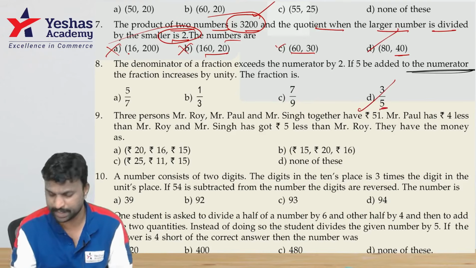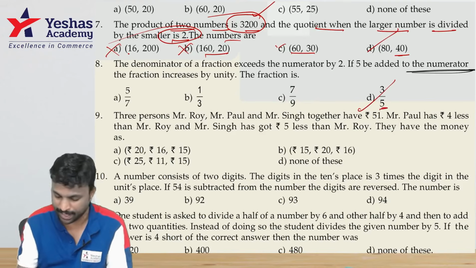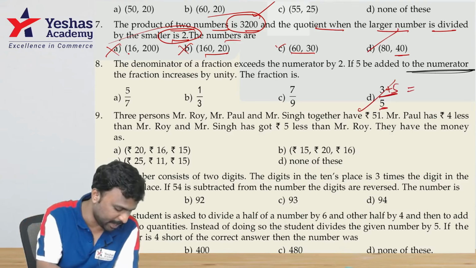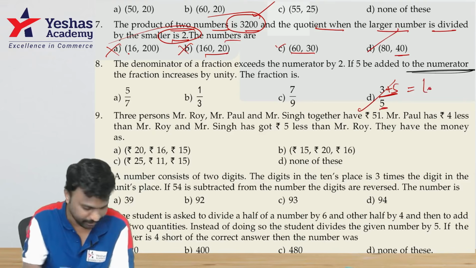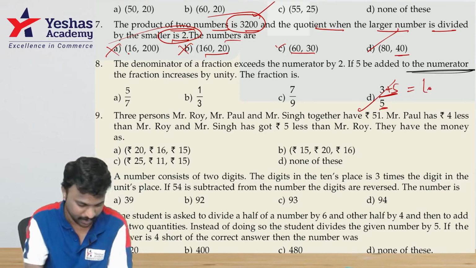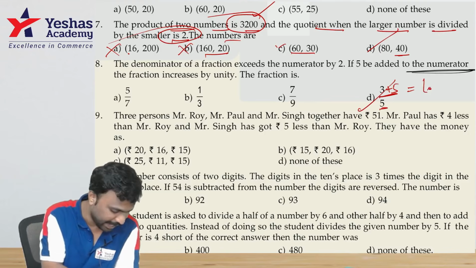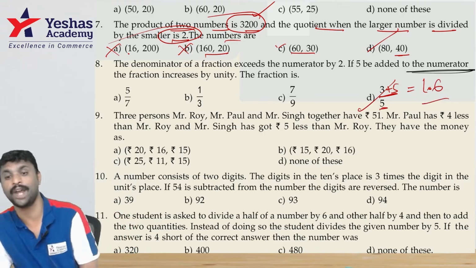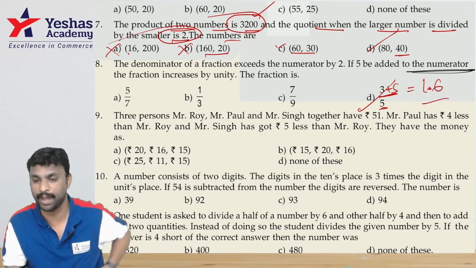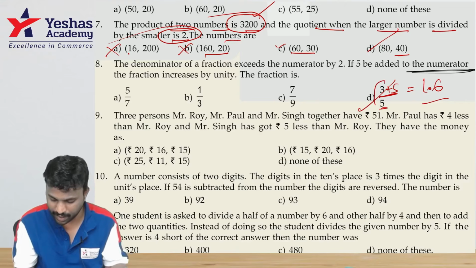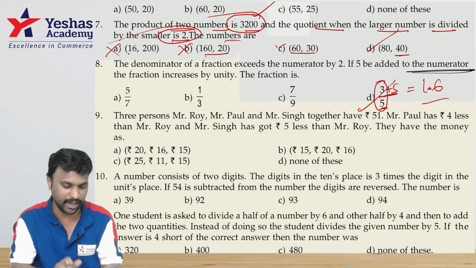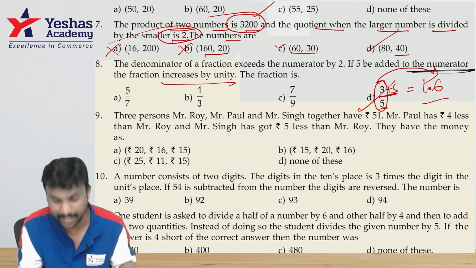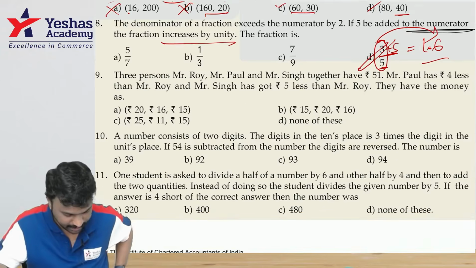Guys, definitely the denominator is 2 more than the numerator, satisfied. And if 5 is added to the numerator, it becomes 8 by 5. 8 divided by 5 is 1.6. That means the initial fraction should have been 0.6, then only it increases by 1. What is the initial fraction? 3 by 5. Check, what is 3 by 5? 0.6. So 0.6 is becoming 1.6. That means it has increased by unity. Therefore, option D is the right answer.